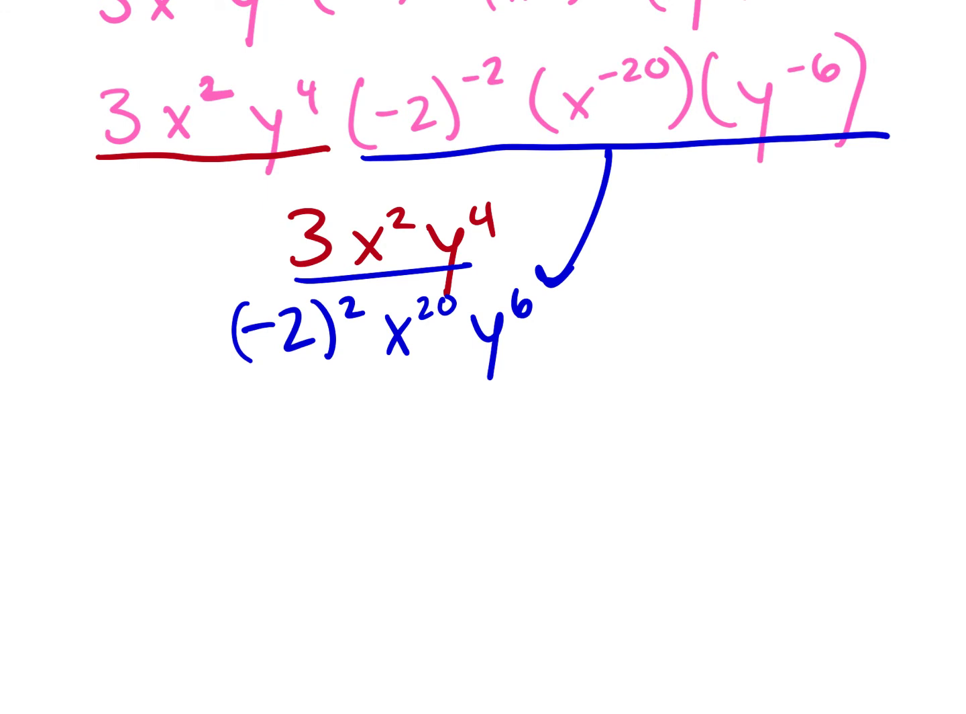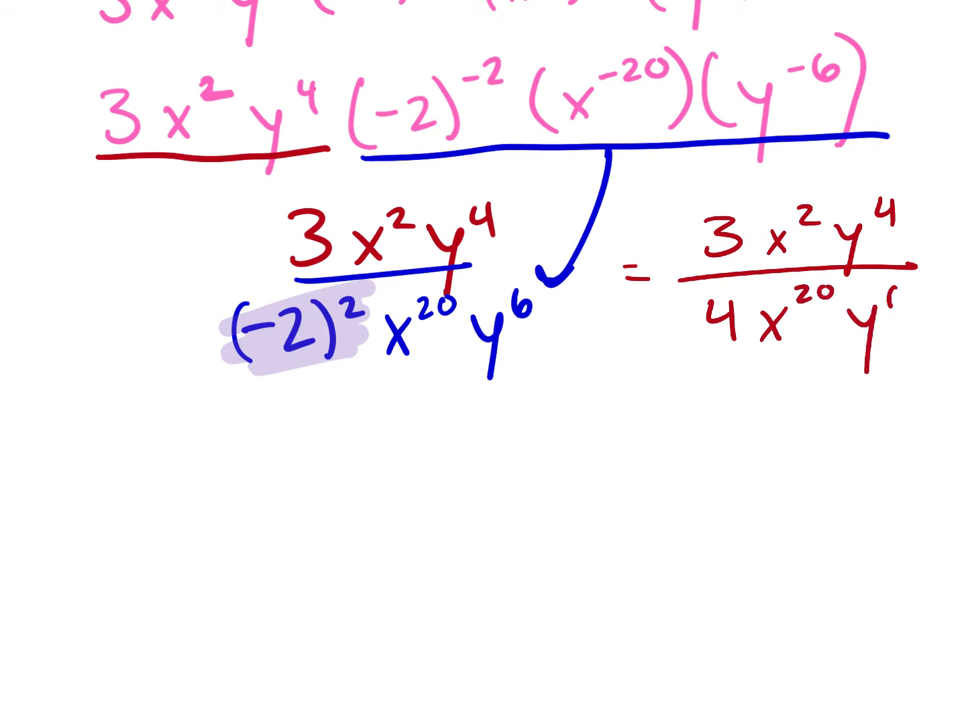What can I do next here? Negative 2 to the 2nd power. We have to do the exponent here first. So 3x squared y to the 4th power over, what's negative 2 squared? 4. Because it's negative 2 times negative 2, which would be positive 4. X to the 20th power, y to the 6th power.